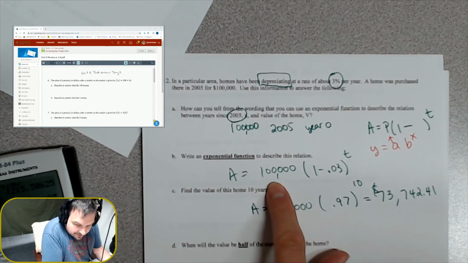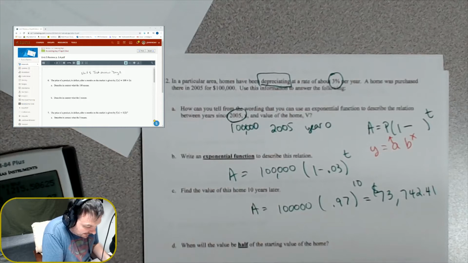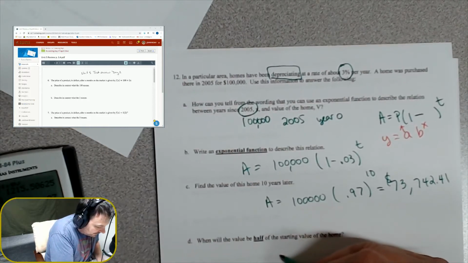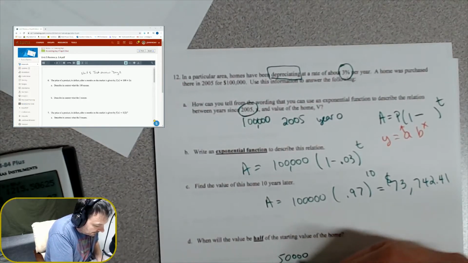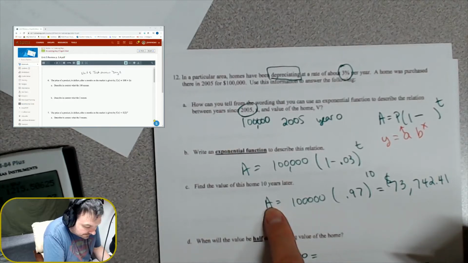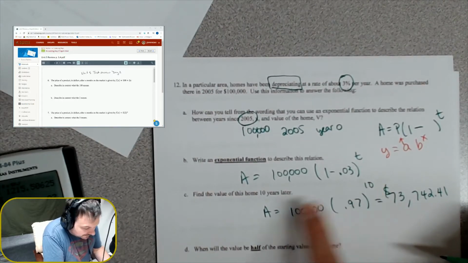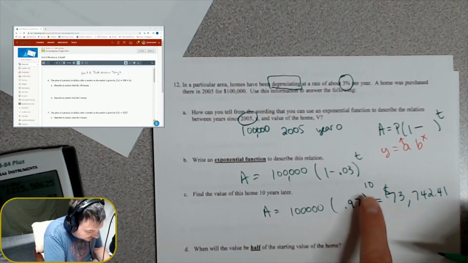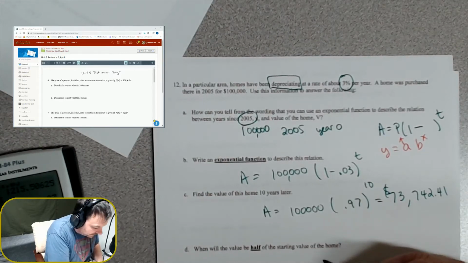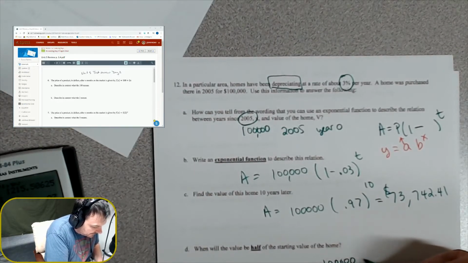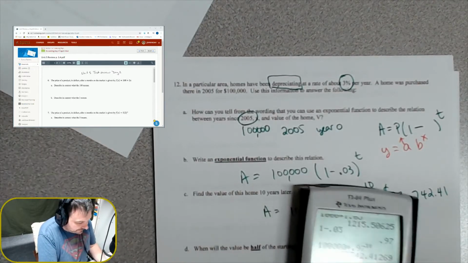Well, we started with 100,000. So what's half? How much is half? Half of 100,000 is 50,000. Okay, so here's the question. When will it be 50,000? Remember, that's the time. That's the money. So when will it be 50,000 is solving for t. So we put it in here. And like we said, our strategy is to graph these on the calculator.